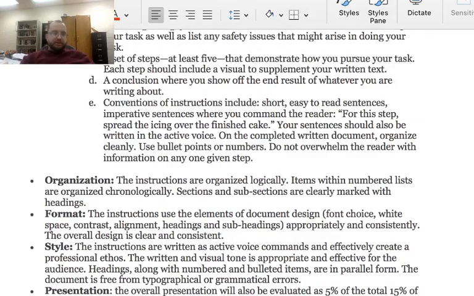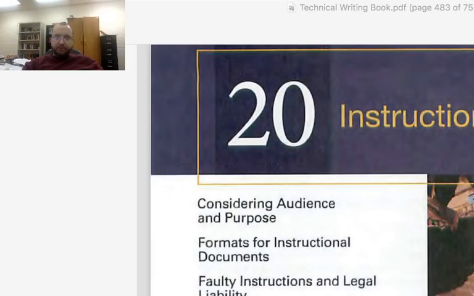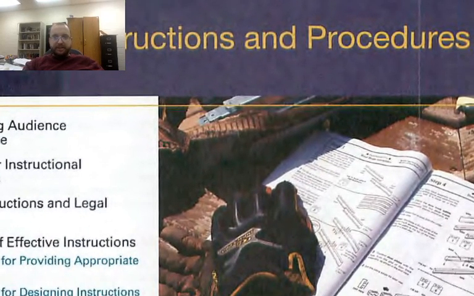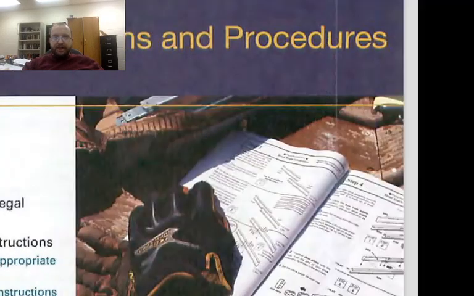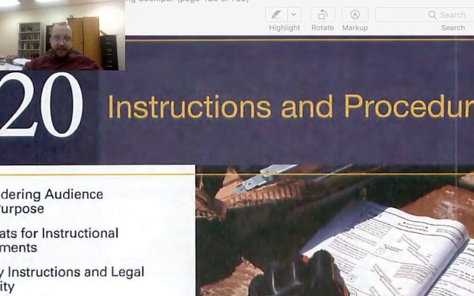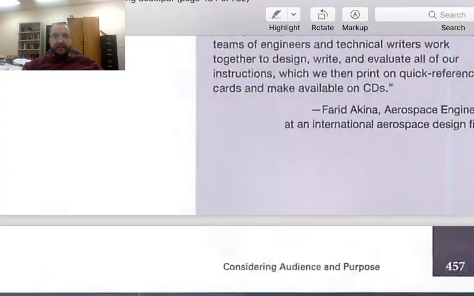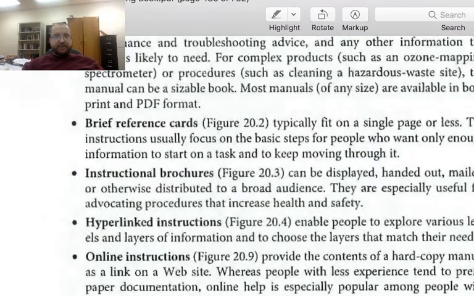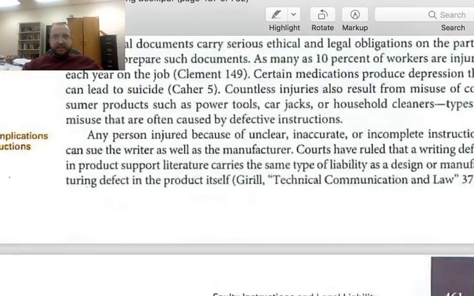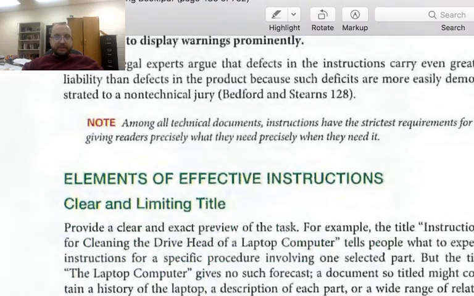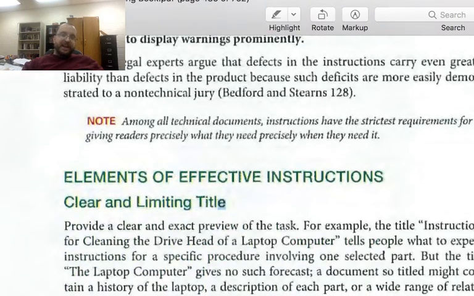I want to briefly point you to the resource that you have too, which is, of course, your textbook. In the technical communication textbook, there is an entire chapter on instructions, which has some really good stuff. I'm just flipping through it. It mentions a couple of things that I didn't mention just now. A clear and limiting title, right? You want to be clear in your title what your instructions are.